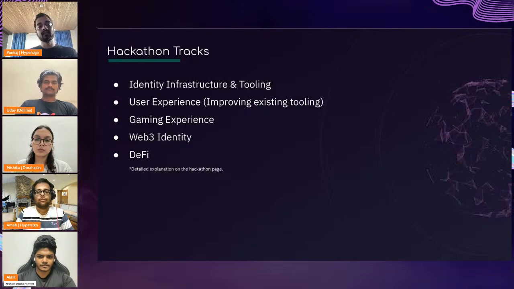Then there is Web3 identity. You could be building something like what I talked about, what C2E or Reputex is building. That is a booming use case where you create cross-chain reputation systems for users.